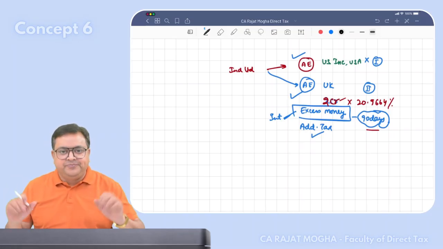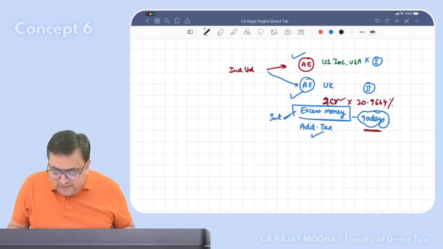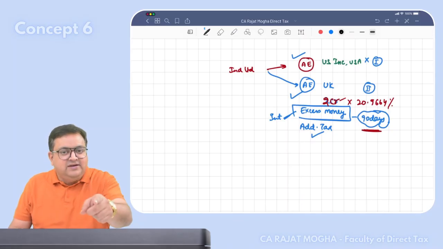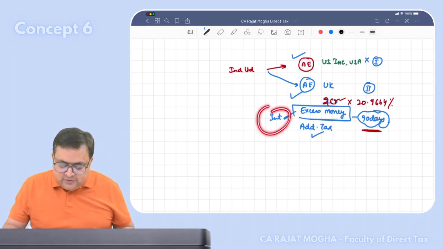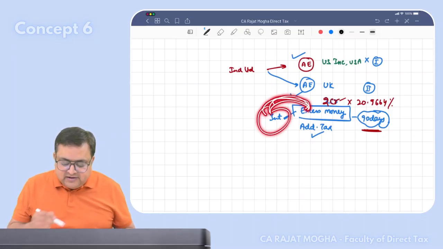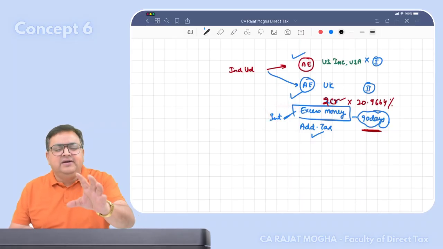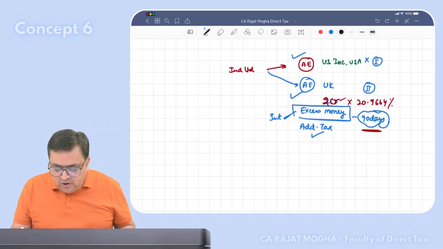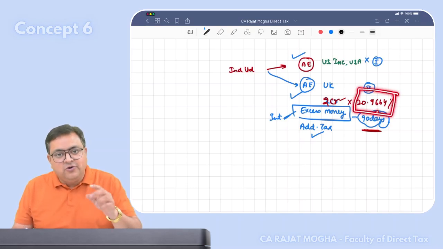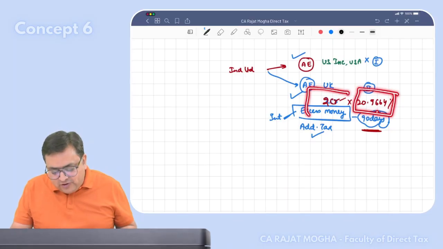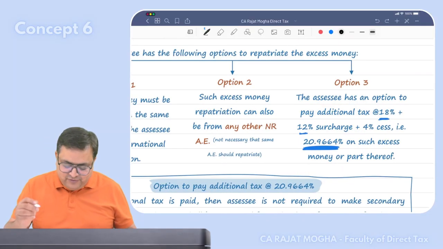You are free. Right? However, please pay the additional tax within 90 days. And if you don't pay within 90 days, we will start calculating the interest on the excess money. Let's say the interest randomly comes to 5 lakh rupees. So now we will take 20.9664% on 2 crore plus 5 lakh. Understood? Such a beautiful law.